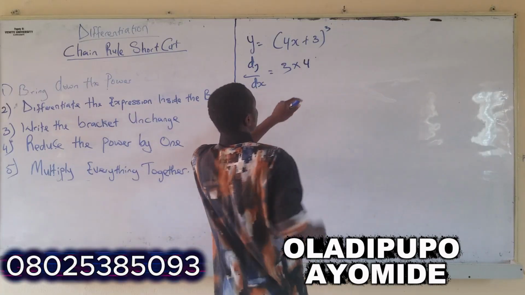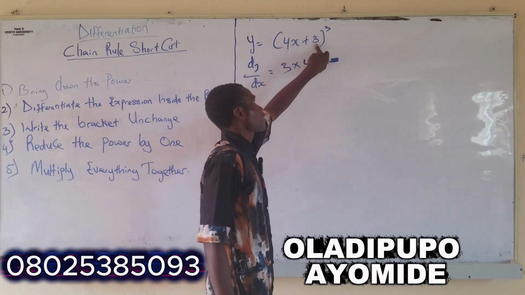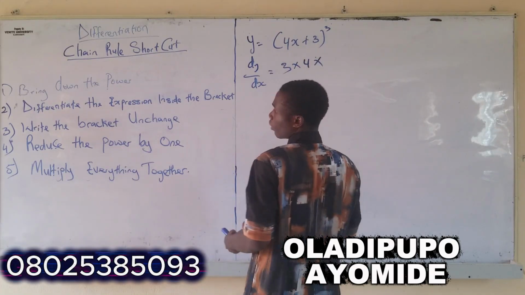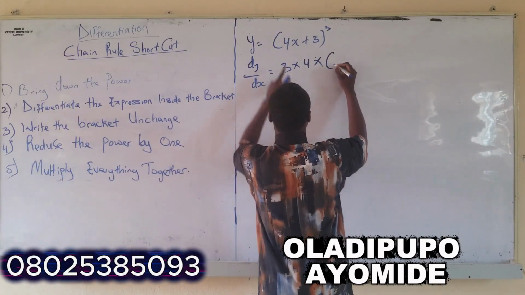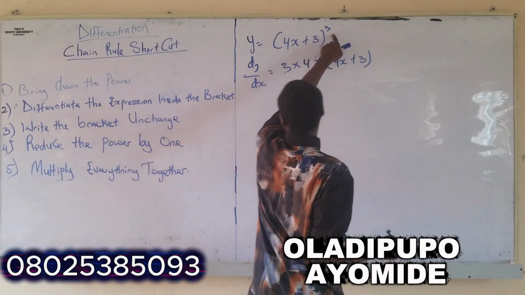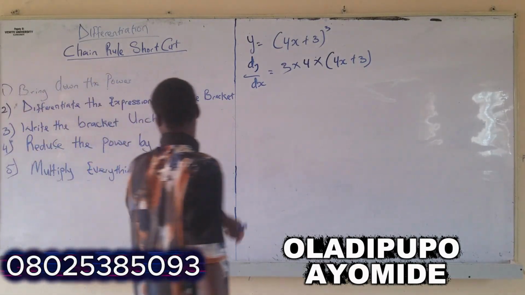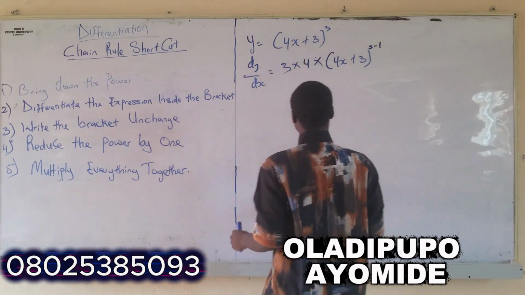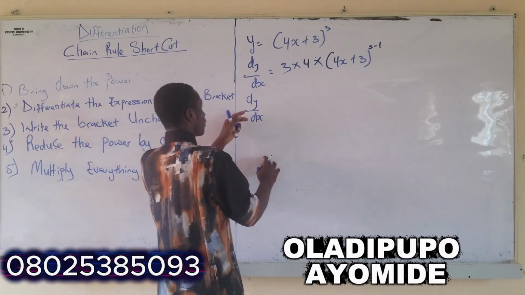Plus, we have to differentiate the 3. This is a constant, so the derivative of this becomes 0. Then the third step says what? Write the bracket unchanged. So let's write our bracket unchanged: (4x + 3). The fourth step says reduce the power by 1, which is 3 minus 1.